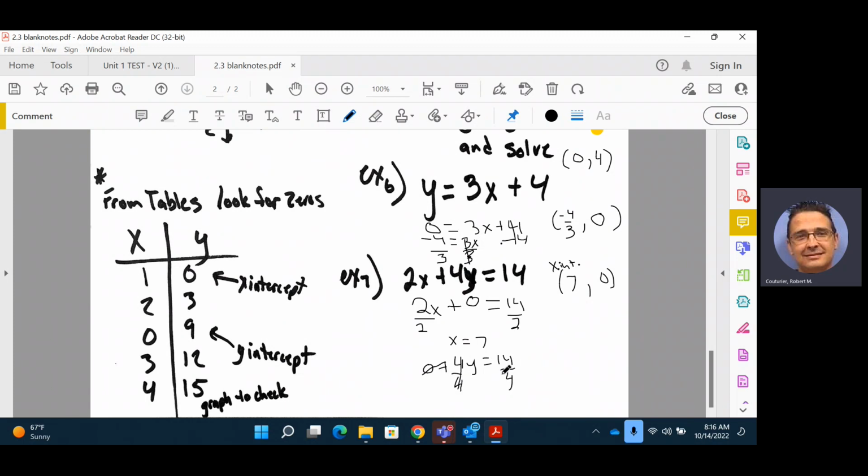Now notice, please be careful. Do not put your answer as a decimal unless the problem tells you to. In this case, we have 14 divided by 4. We can reduce this. They're both divisible by 2. Divide both pieces by 2. So you have 7 over 2. So in this case, the y-intercept, which means when the value of x is 0, what is the y, is 7 over 2.